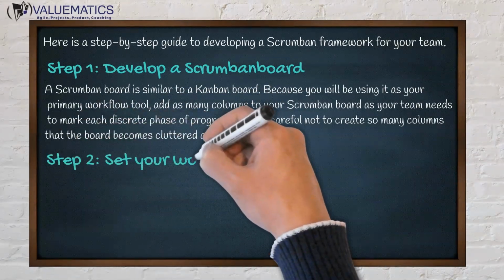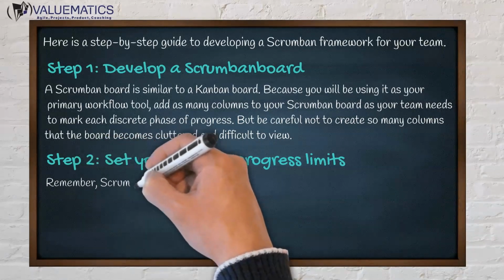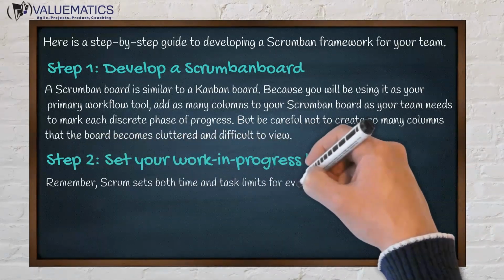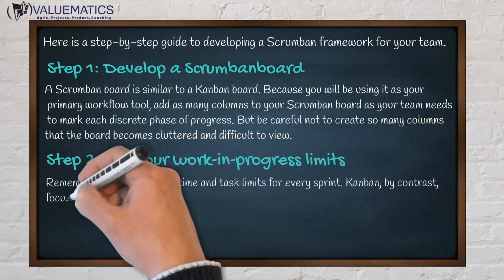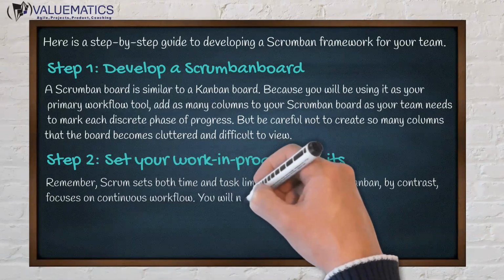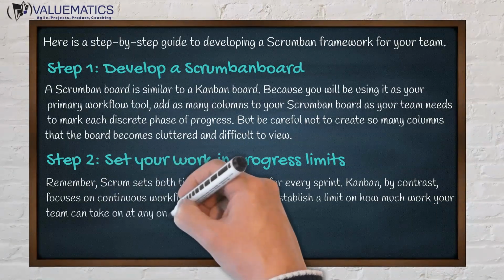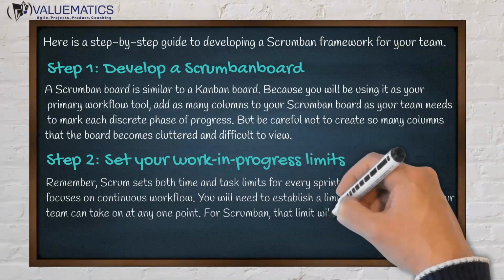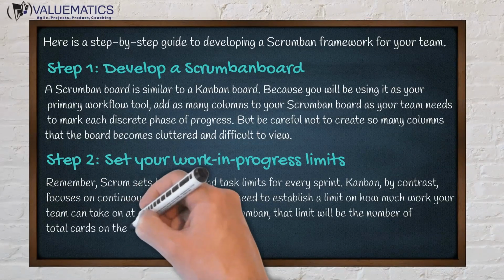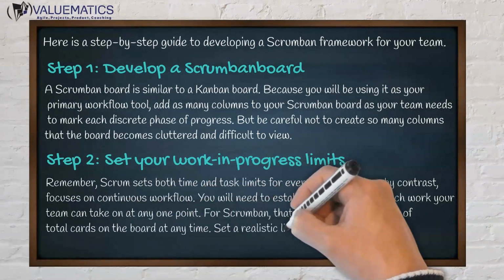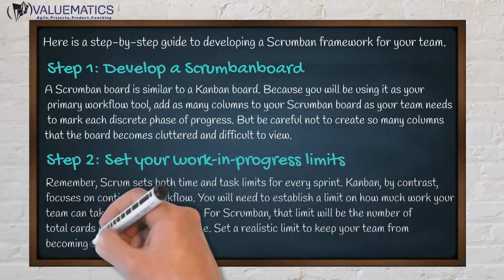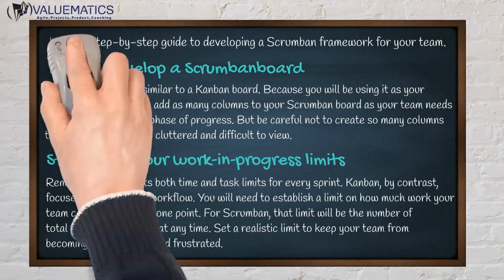Step 2. Set your work in progress limits. Remember, Scrum sets both time and task limits for every sprint. Kanban, by contrast, focuses on continuous workflow. You will need to establish a limit on how much work your team can take on at any one point. For ScrumBan, that limit will be the number of total cards on the board at any time. Set a realistic limit to keep your team from becoming overwhelmed and frustrated.